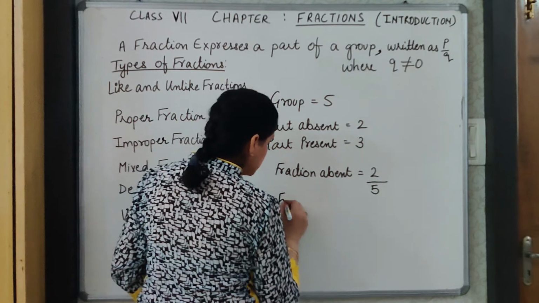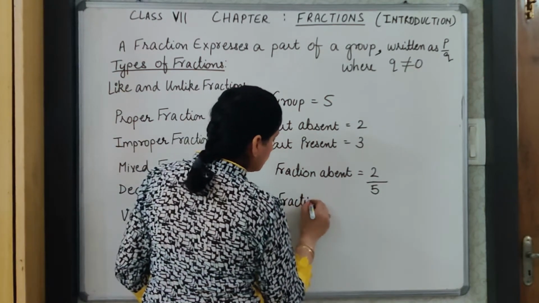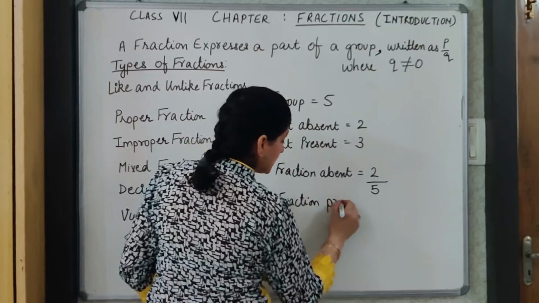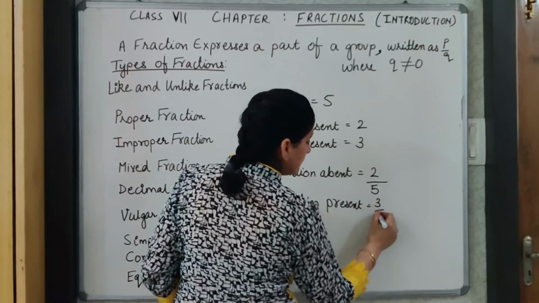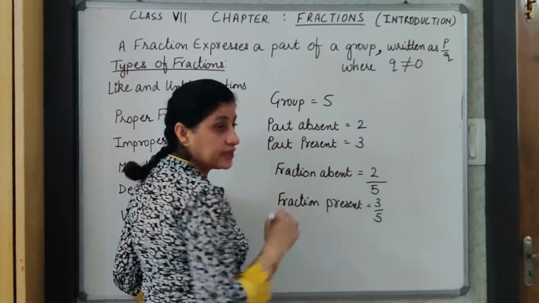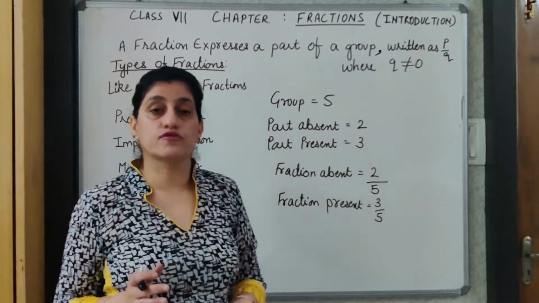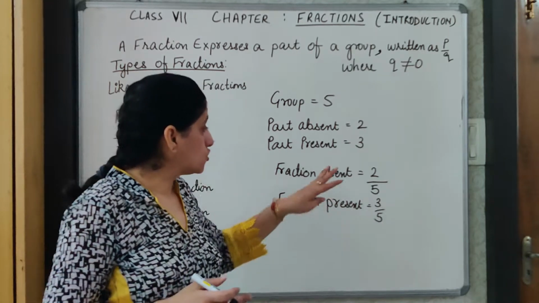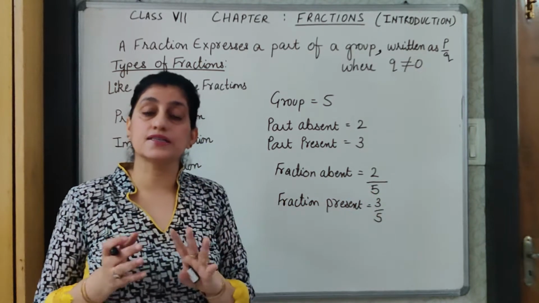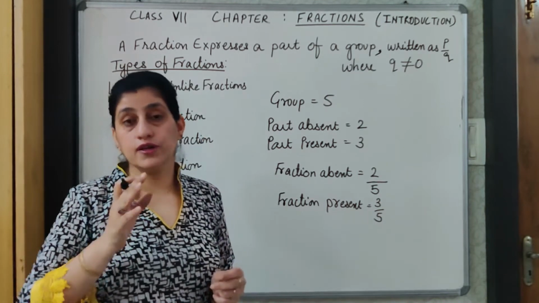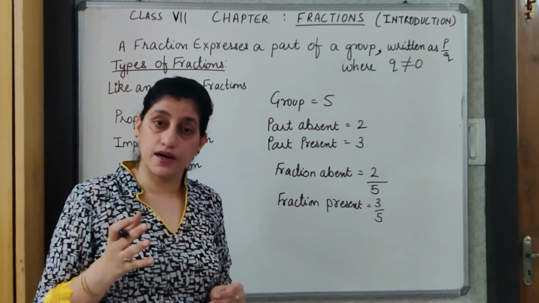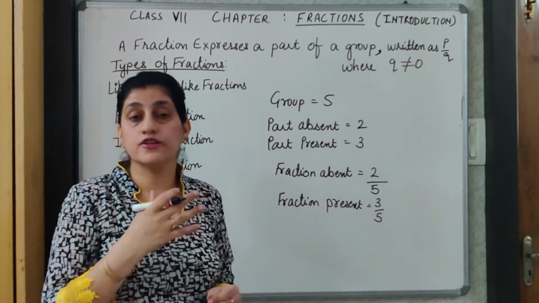Similarly, if it is asked that out of this group what fraction is present, we will say 3 upon 5. So 3 parts of the 5 parts of the group are present. So the lower part represents the full number, and out of that full number, it is divided into how many parts and which part are we talking of.